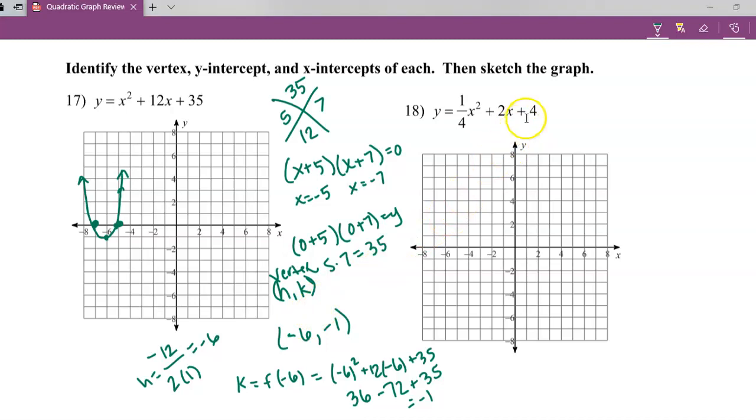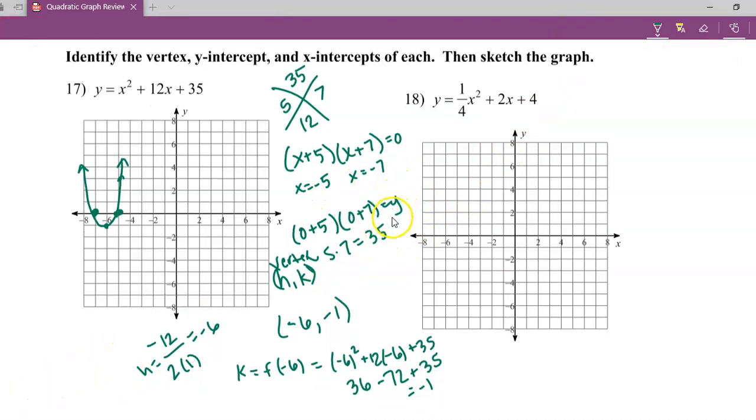All right, number 18. We're going to do the same process. We're going to start by x factoring. Here a is 1/4 and c is 4. So 1/4 times 4 is 1. So I'm looking for two numbers that multiply to 1 and add to 2, which would just be 1 times 1 or 1 plus 1. So this is going to be x plus 1 times x plus 1.